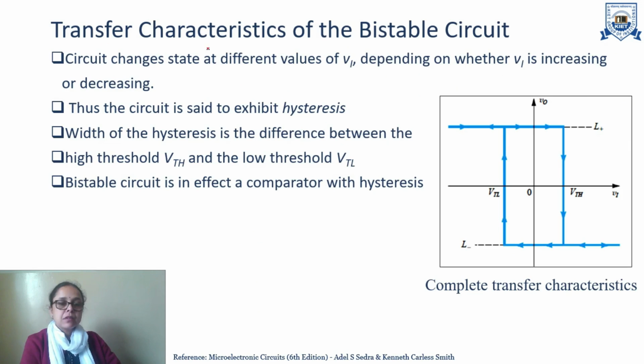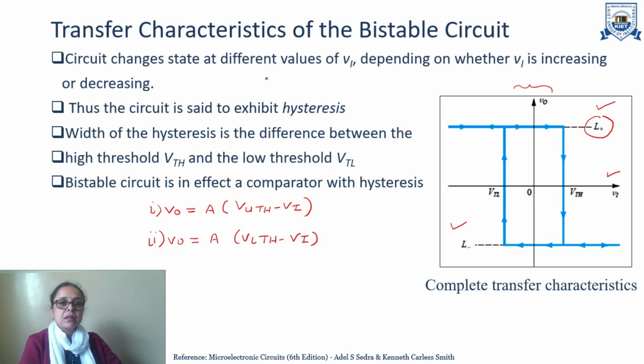Now, coming to the transfer characteristics of the bistable circuit, this is the x axis, this is the input, this is the y axis, it is the output, this is L plus, it means the positive saturation, and this is L minus, means the negative saturation voltage of the op amp. Now, to analyze the characteristics of the bistable circuit, here this is the V upper threshold and this is the lower threshold.